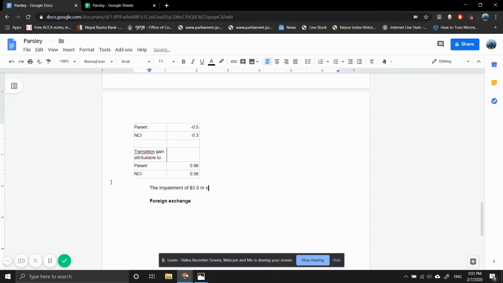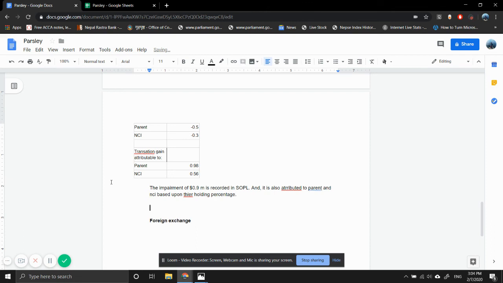Dollar 0.9 million should be recorded in SOPL, and it is also attributed to NCI based upon the holding percentage.